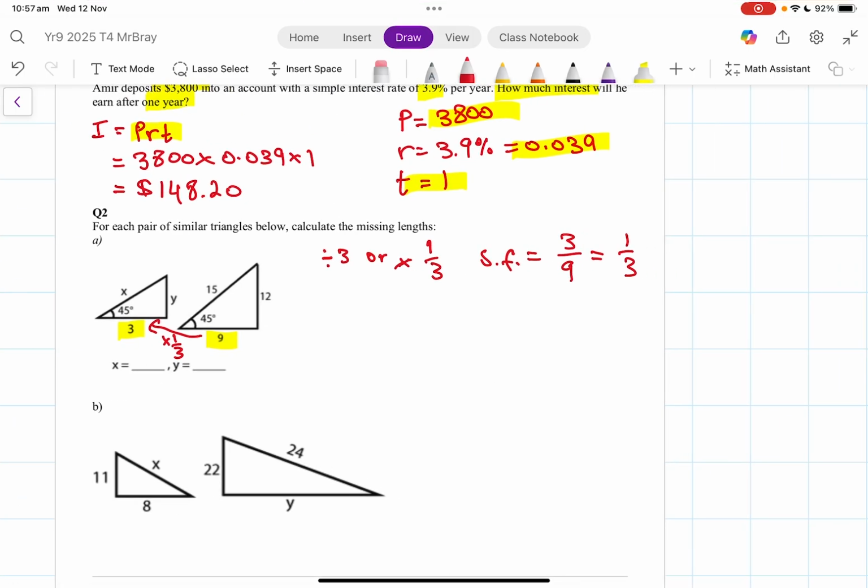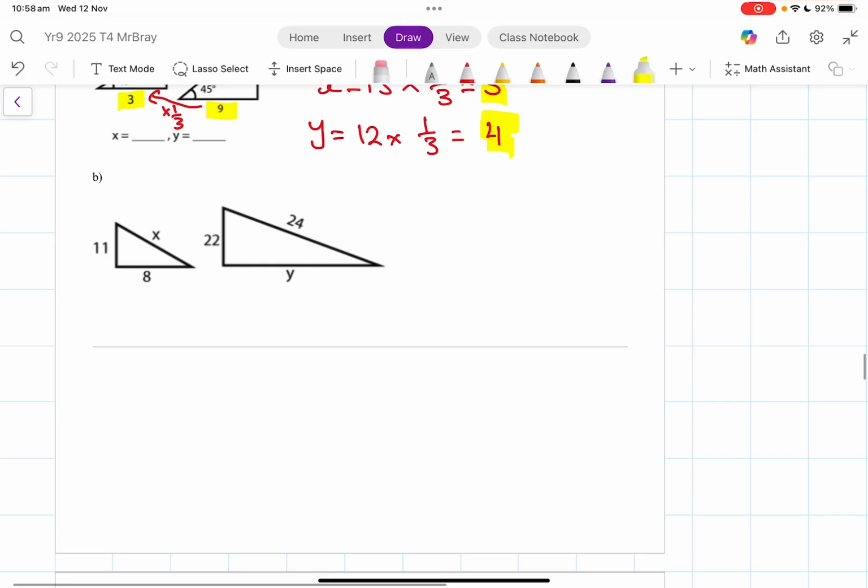And so then if we wanted to get from 15 to x, that's another corresponding side, we would say that x equals 15 times the scale factor, or divided by 3, so it's going to be 5. And same for y, it's going to be 12 times the scale factor, which will give us 4. So you should get x equals 5, y equals 4. Multiple ways you can do it. That's just one of them, guys.